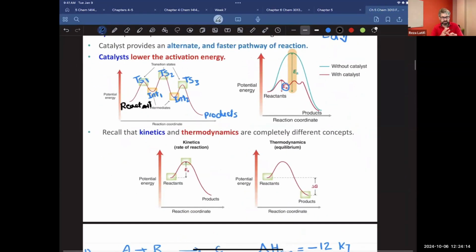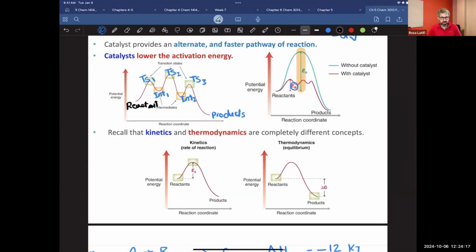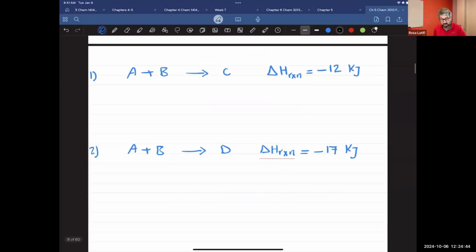Okay, now again, let's talk about thermodynamics versus kinetics. Kinetics is talking about the speed of the chemical reaction. Thermodynamics has nothing to do with the speed of the reaction. Thermodynamics cannot tell you whether the reaction is going to be fast or not, but it will tell you whether those products are going to be stable or not. Okay, stable or not.